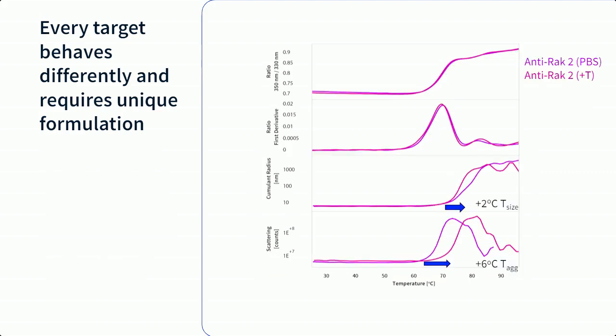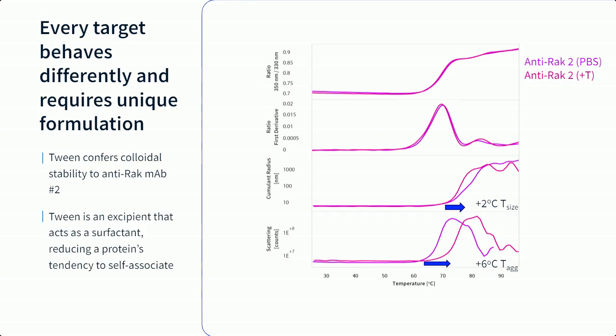For our last data example, let's look at those changes in colloidal stability in a little bit more detail. Now we're just looking at antibody number 2. Tween improves the colloidal stability of this antibody, which we can see with the shift in Tagg. This makes sense since Tween is a surfactant. Here we know it's acting to reduce this antibody's propensity to self-aggregate, and we can see this with that shift.